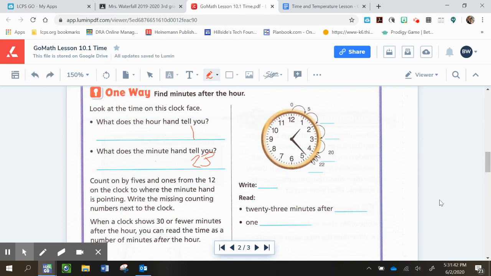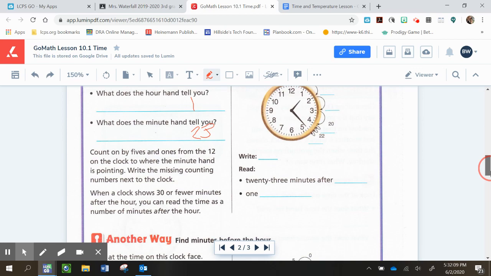Okay, so count on by 5s and 1s from the 12 on the clock where the minute hand is pointing, and then write the missing counting numbers. If you know that 1 is 5 minutes and 2 is 10 minutes, and you know what all of these numbers are, that's really great, because if it was here and you know the 6 is 30 minutes, then you can start from 30, okay? So you want to make sure that you're counting those individual dashes for counting the minutes.